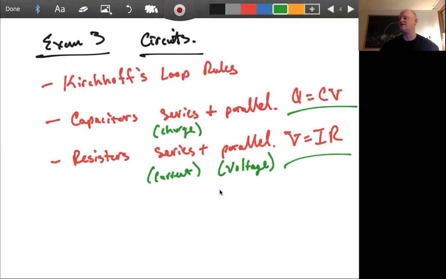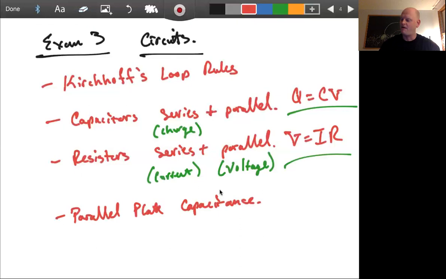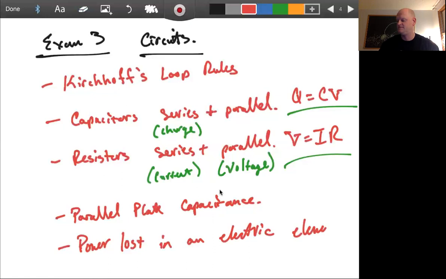For potentials, might also want to know capacitance for parallel plates. So right, parallel plate capacitance. Capacitance, right? All these kind of fun things. Also inside of here might be power, right? So might look at something like power radiated. So power lost in an electrical element. So all of those different ones. All good, so this is basically the circuits one.